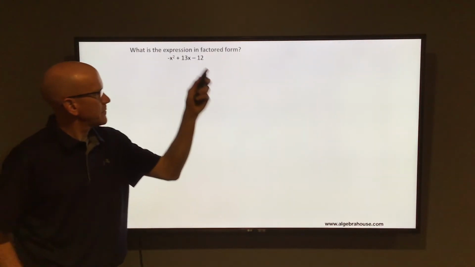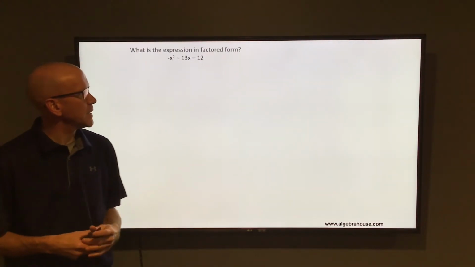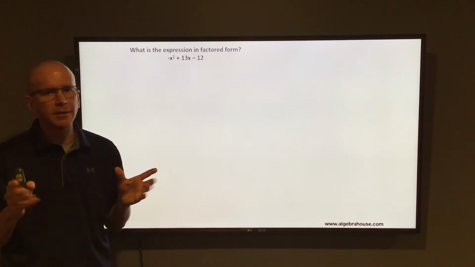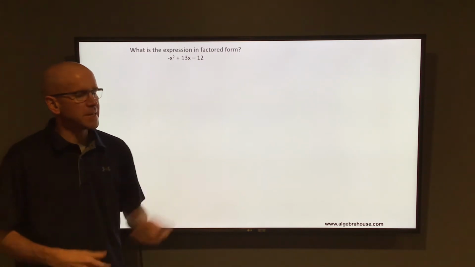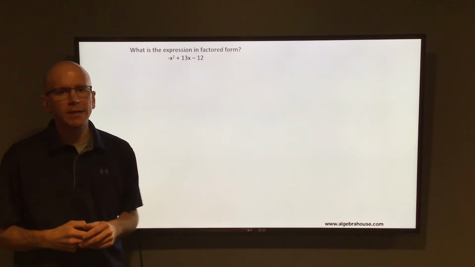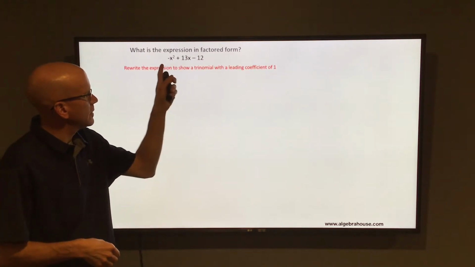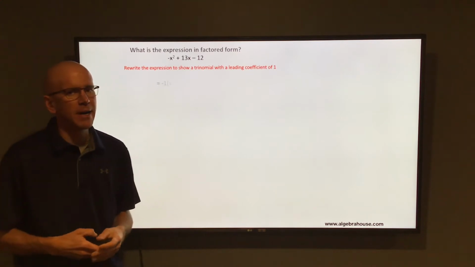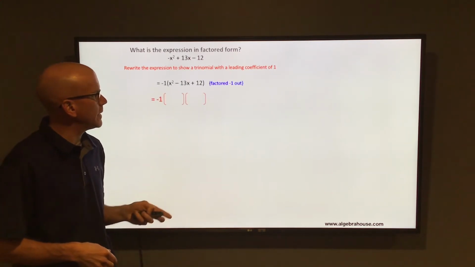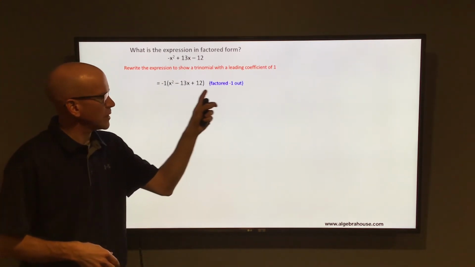What is the expression in factored form? Negative x squared plus 13x minus 12. Now, before you do anything, notice the x squared is negative. If you're going to factor this, you want your x squared to be positive. So the first step here is to factor a negative 1 out of this entire expression. So you're going to divide each term by negative 1, and that's what's going to go in the parentheses.